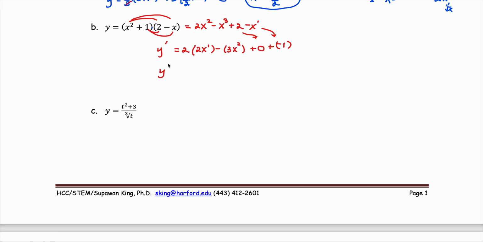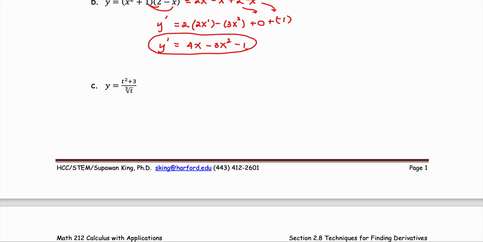Next, we just simplify as much as we can. 2 times 2, that's 4 times x, minus 3 times x squared. We can disregard the 0 and then bring the negative 1 into the term. So we get y prime as 4x minus 3x squared minus 1.